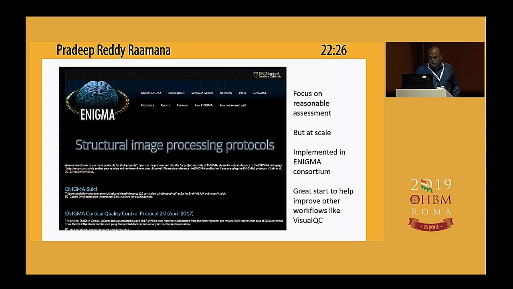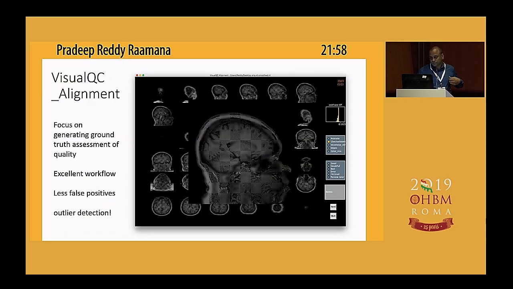And yeah, so this is the Enigma protocol I was just mentioning. This protocol, I think, was originally developed with a focus on achieving reasonable quality assessment, but at scale, at thousands and thousands of scans. It works reasonably well for certain aspects, and it's actually adopted in the Enigma consortium. It can be really helpful to inform other more comprehensive workflows.